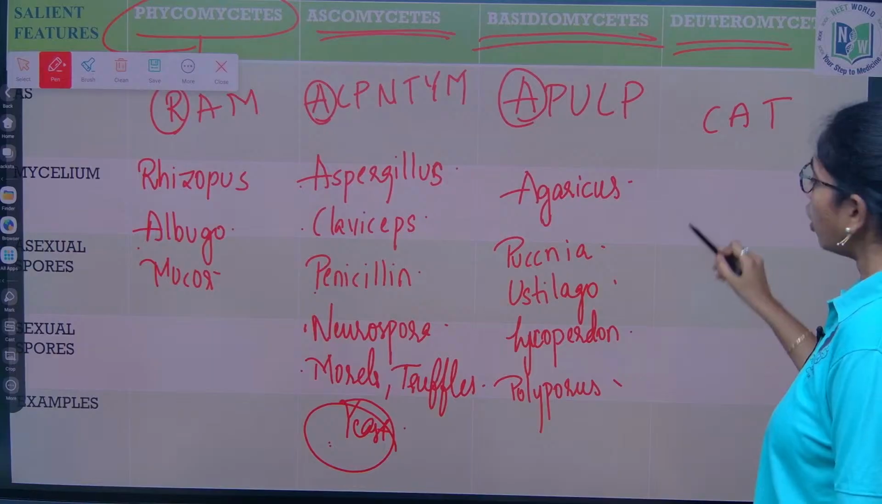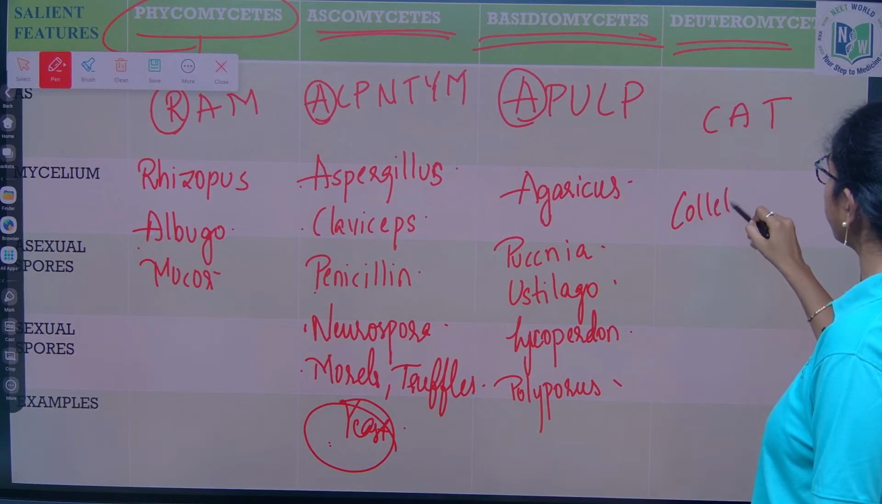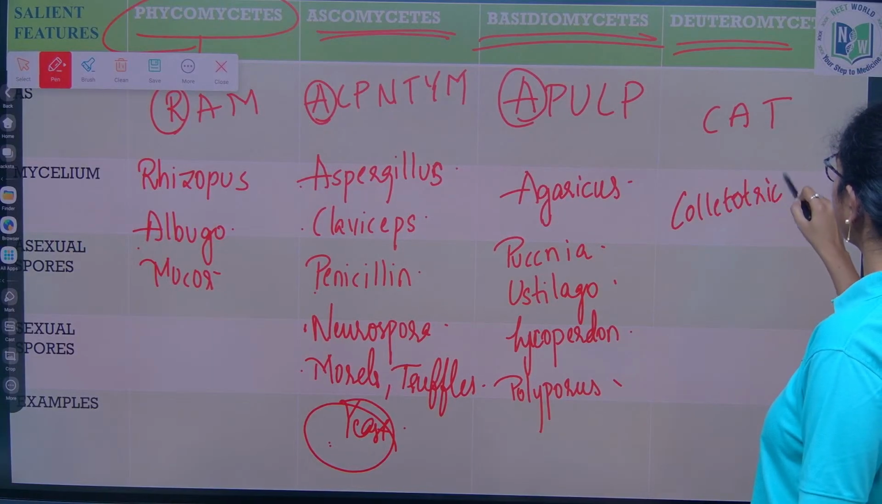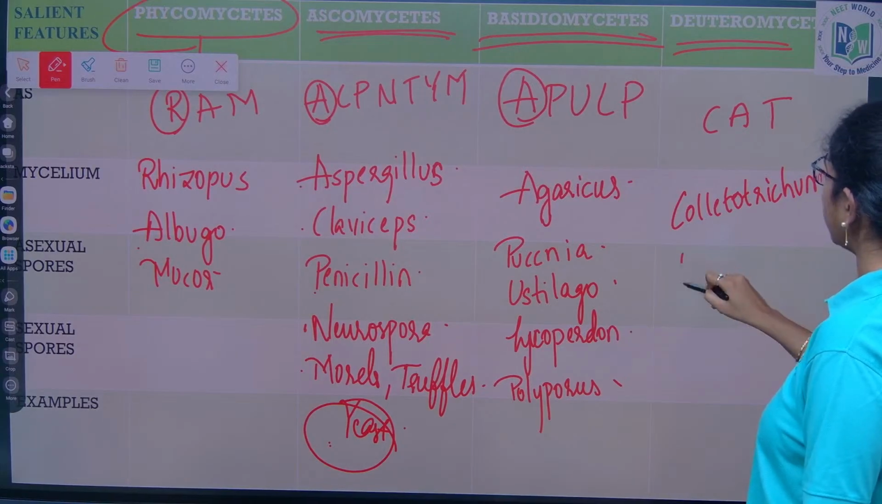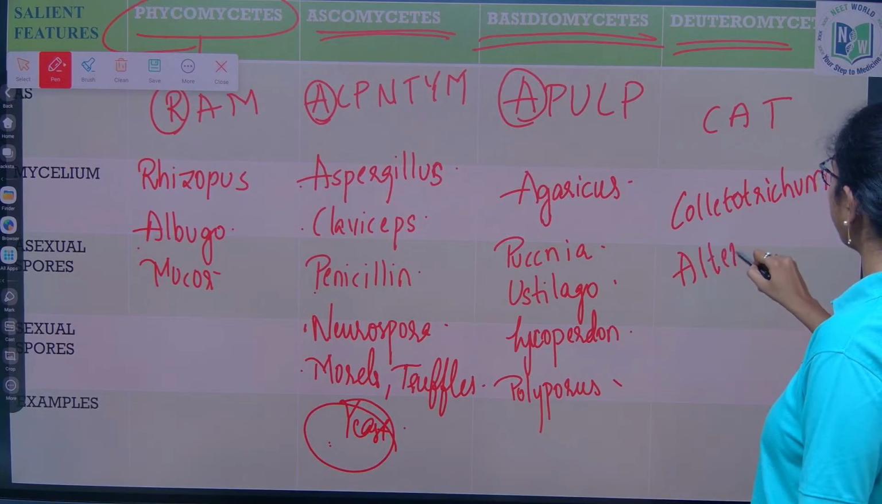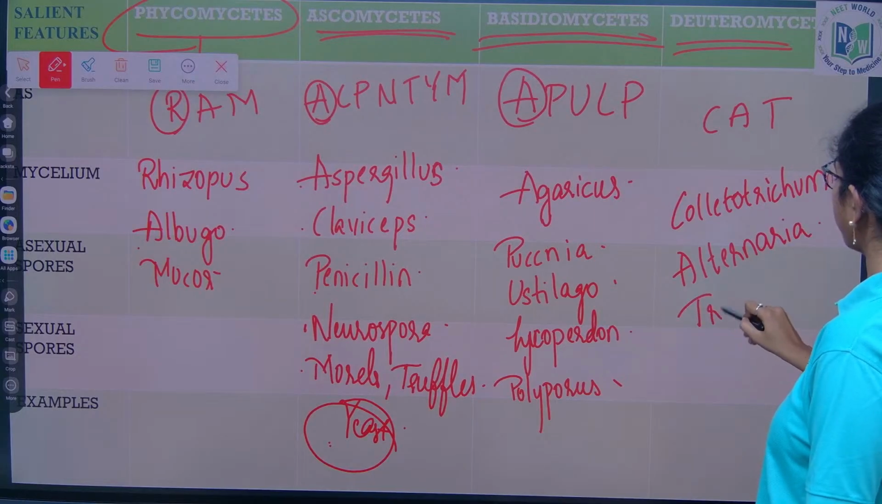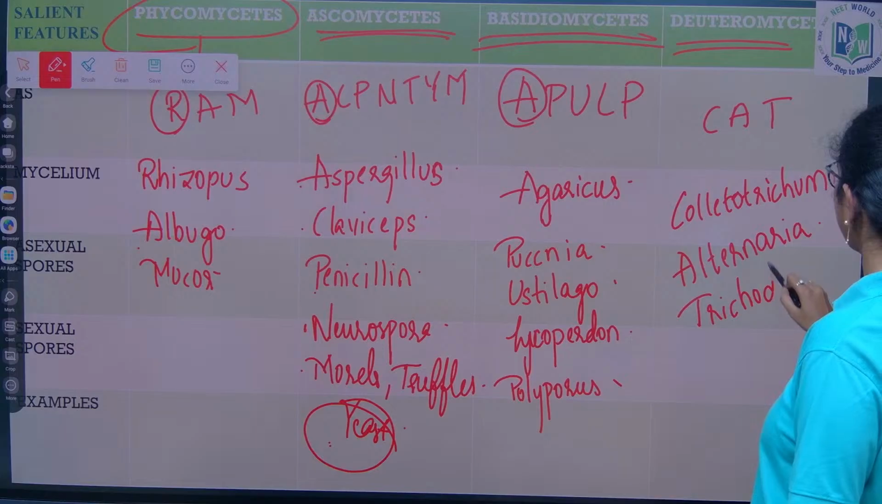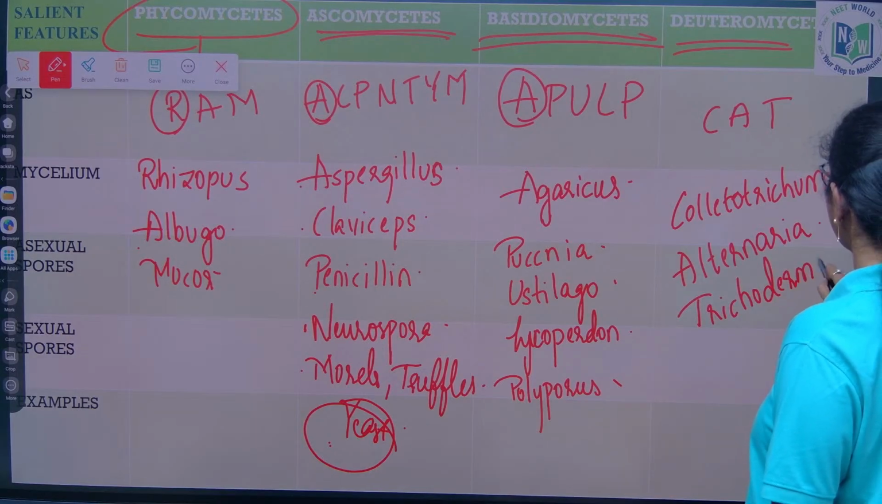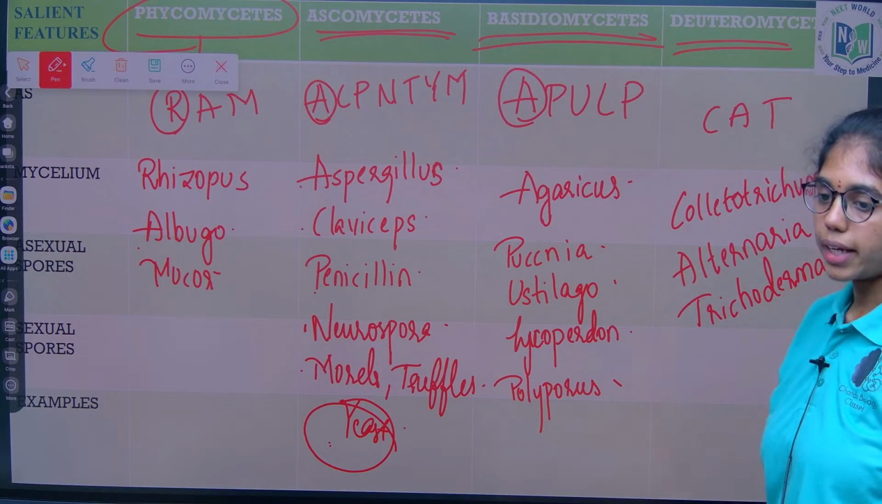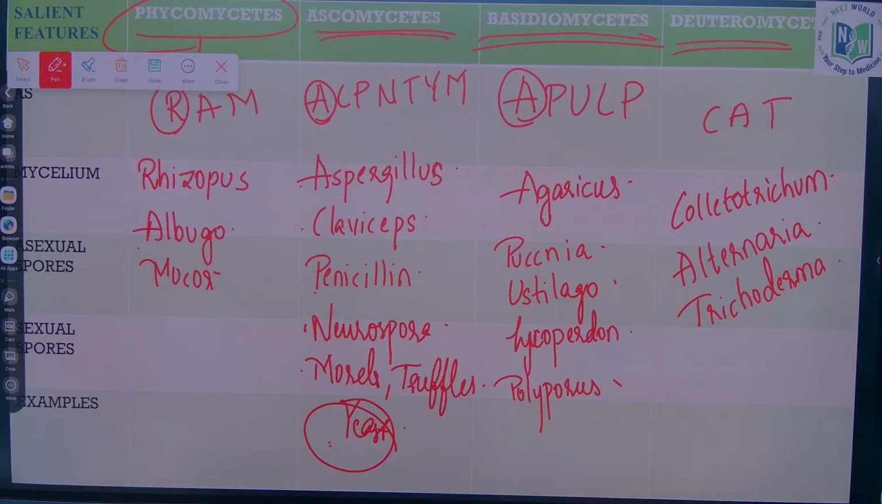CAT. Okay. Colletotrichum, Alternaria, Trichoderma. Colletotrichum, Alternaria and Trichoderma. Clear? Okay. This table is a homework for you. Work it out. Any doubts you are having, you can ask me. Okay. Next.